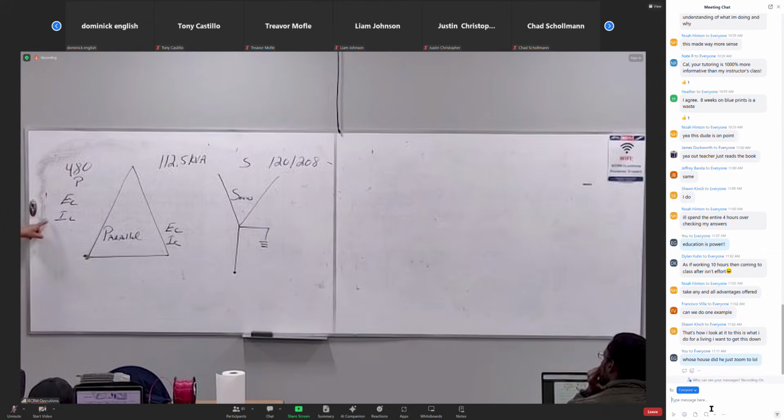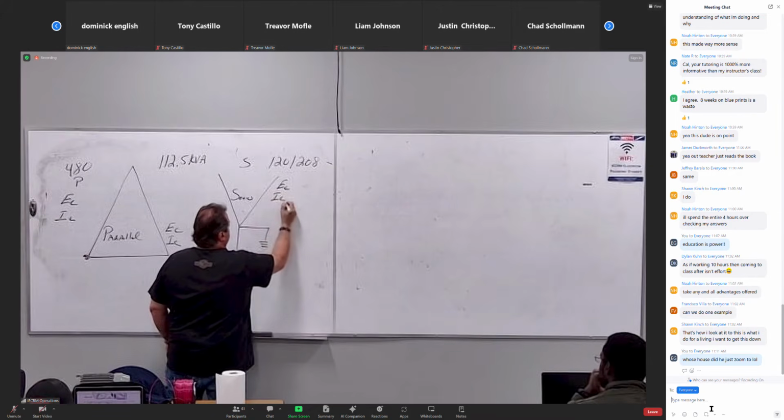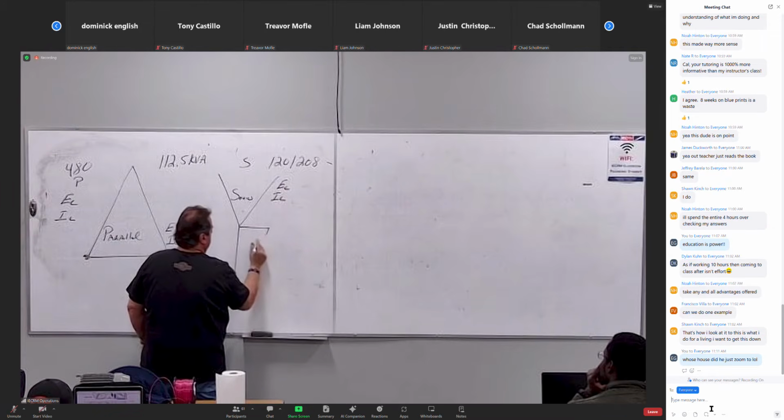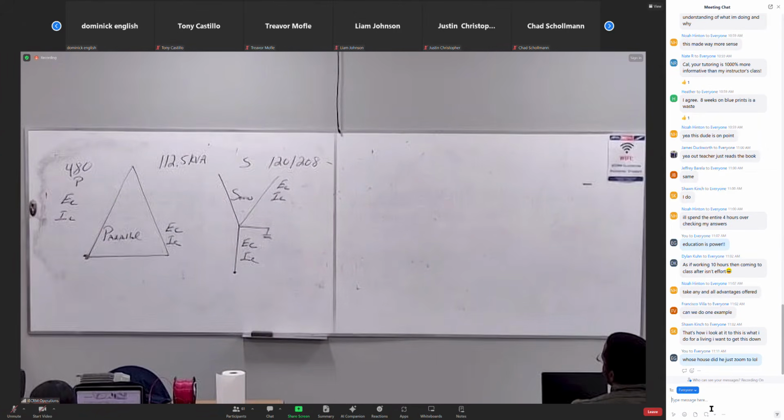We have our line P, it sits up top. This will also have an E line and an I line. It also will have an E coil and an I coil. Okay? What's nice about secondaries is they give you both, especially on a Y. We know our series and parallel rules. We can figure a lot of this out. Let's start with the primary.